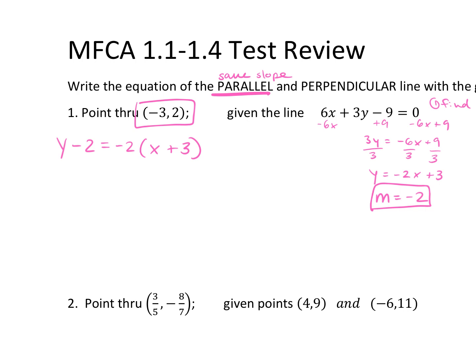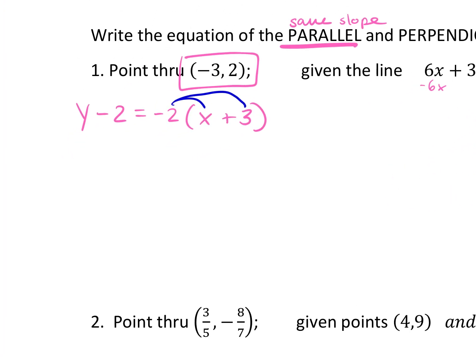Let's say that this question said that your answer has to be in slope-intercept form. What would I have to do? Distribute. So just like the question on the quiz said, your answer had to be in slope-intercept form. So let's distribute. We get negative 2x minus 6. Then we're going to add 2 to move it to the other side because we want to get y all by itself. So y is equal to negative 2x minus 4.